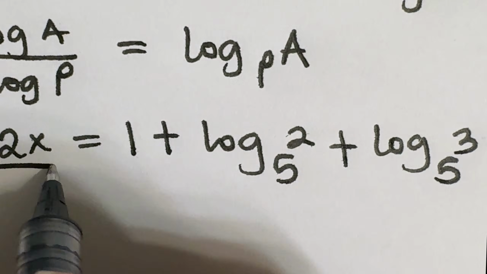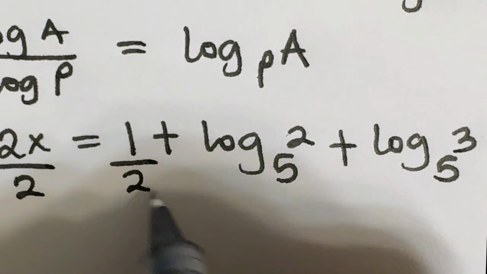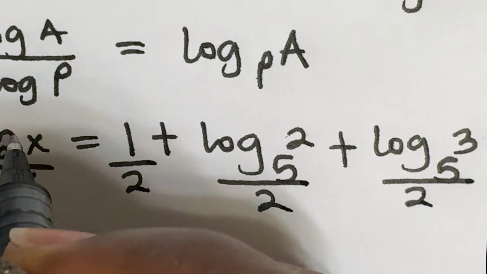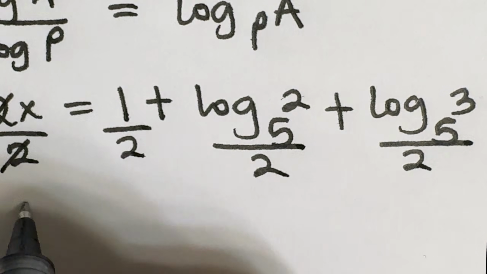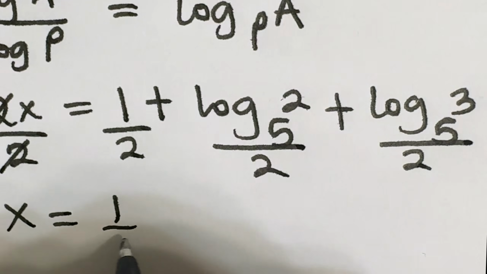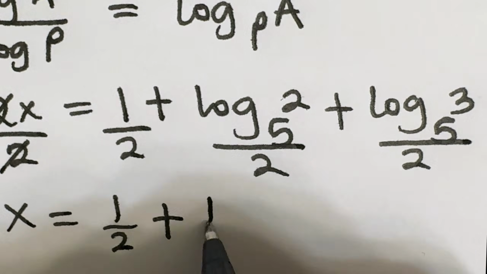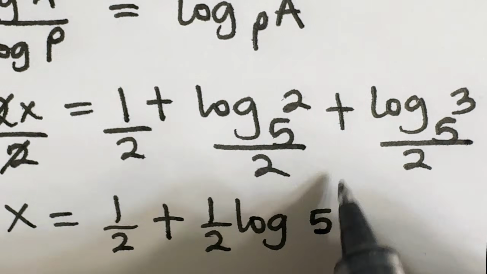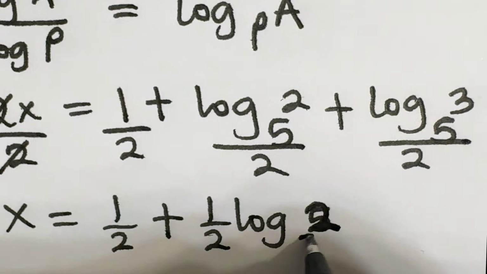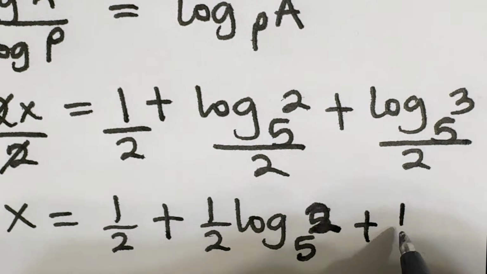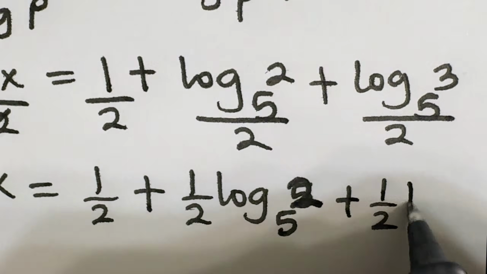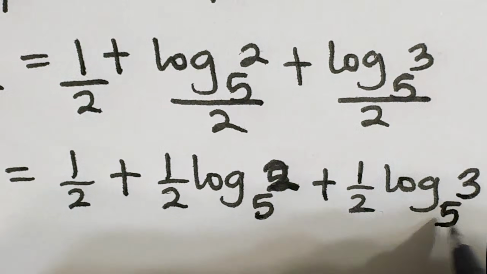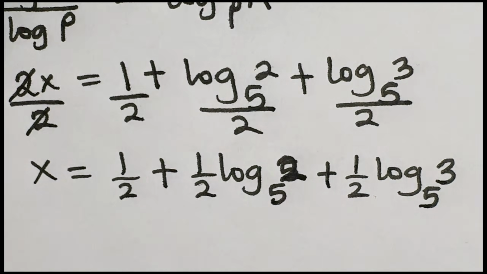I'm going to now divide both sides by 2. Two cancels 2 here. So we have x is equal to 1 over 2. Then plus, I'll write this as 1 over 2 log 2 base 5. Then plus 1 over 2 log 3 base 5, giving us the final answer to this problem.